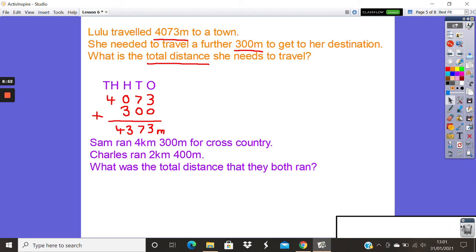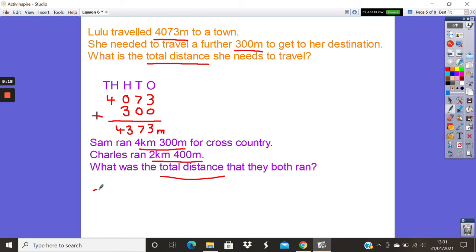Okay, and then we've got another question. Sam ran 4 kilometres 300 metres for a cross country. Charles ran 2 kilometres 400 metres. What was the total distance that they both ran? So we've got the two distances, and again we need to find the total distance. So because we've got kilometres and metres, we're going to add the metres first.